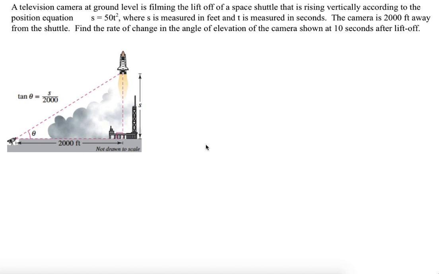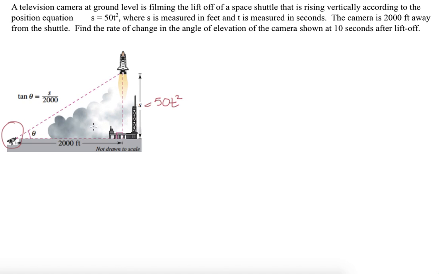This is related rates example number 2. In this problem, we have a television camera at ground level, and it's filming a space shuttle that is traveling at some speed, and its position is given by 50t squared.